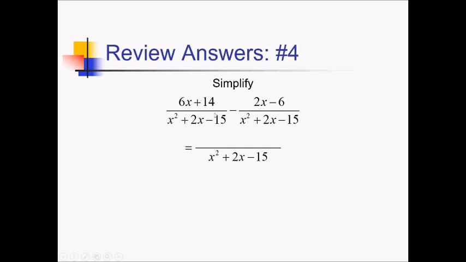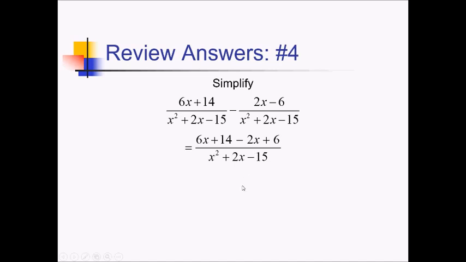So upstairs, I'm going to just rewrite things now. We have a 6x plus 14. And then I'm subtracting this whole numerator. So we've got to be careful. I have to distribute a minus 1 to everything up there. So we have a minus 2x and a minus, or plus, 6.